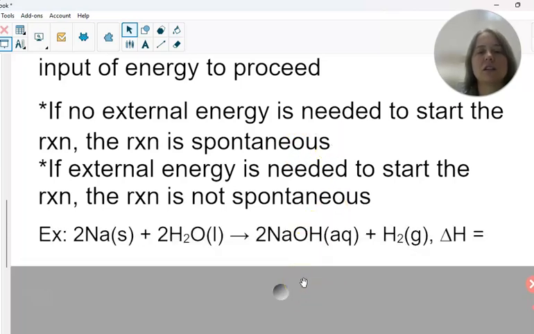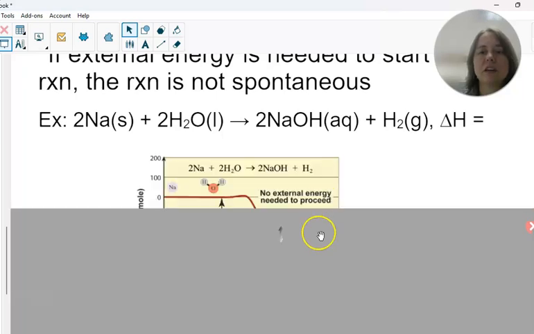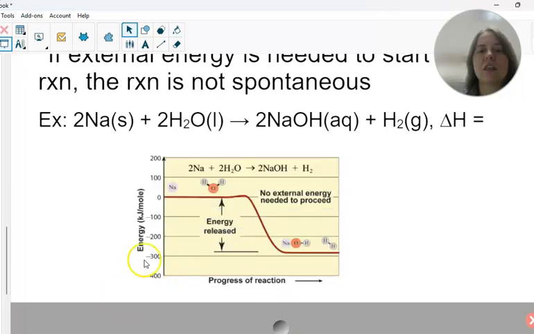Okay, so let's look at some energy diagrams and what we can figure out for them. So please write this reaction. 2 moles of solid sodium react with 2 moles of liquid water to form 2 moles of aqueous sodium hydroxide and 1 mole of hydrogen gas. Given this is its energy diagram.